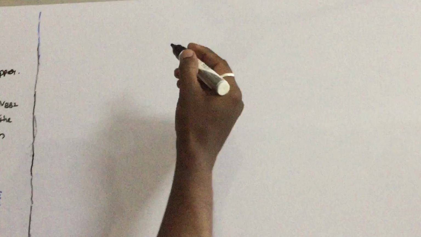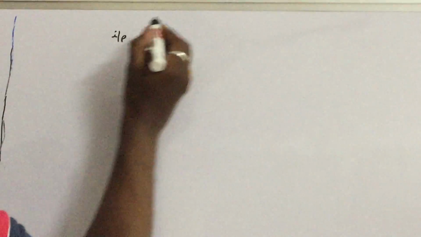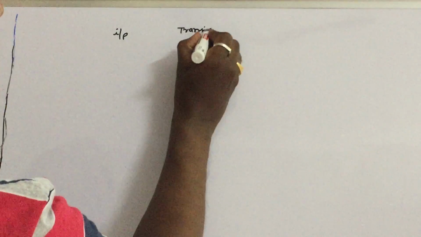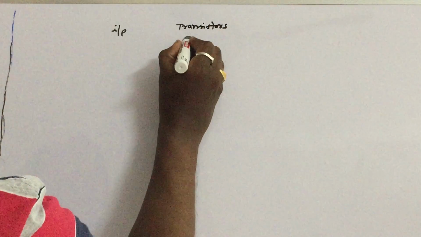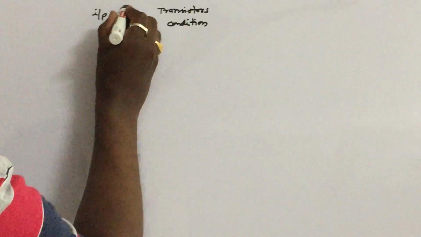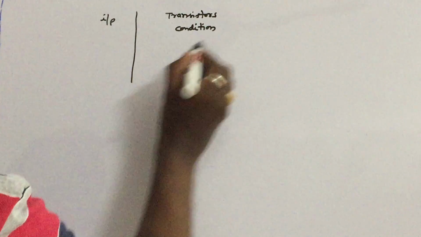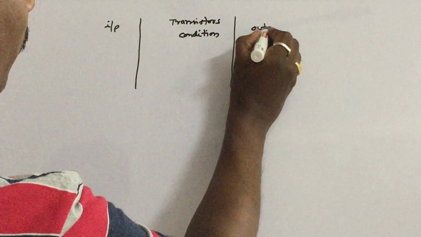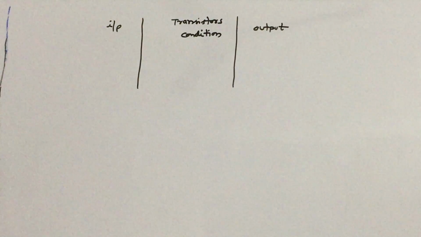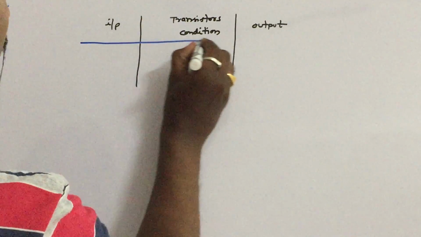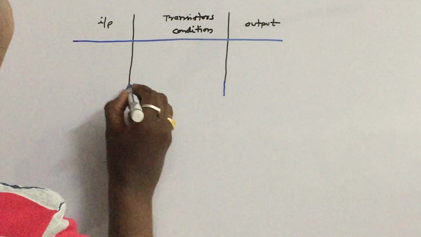Let us write these three cases together. So let us take this as input, transistors condition, that is the transistors condition. So this is the input, and what will be the output. Let us see this. We have taken three cases.